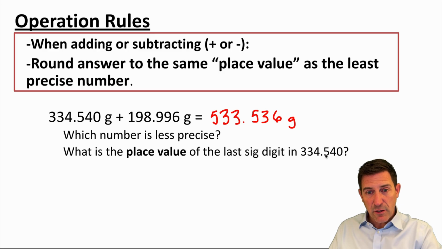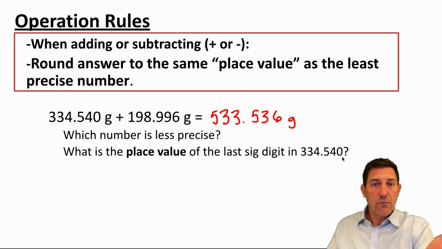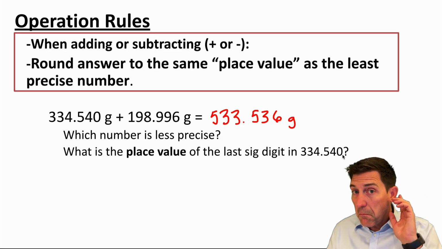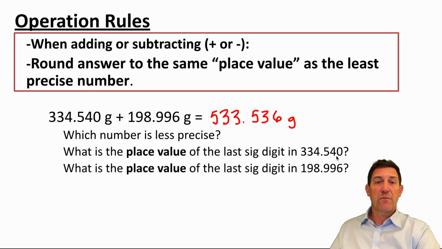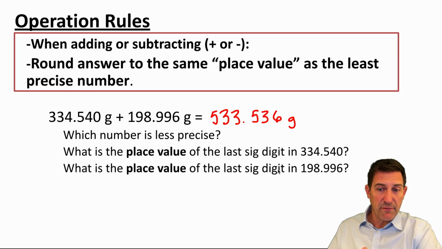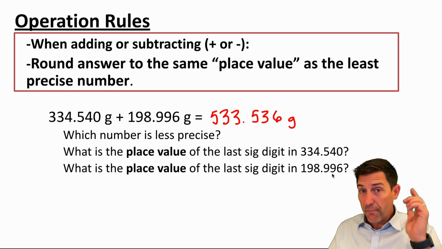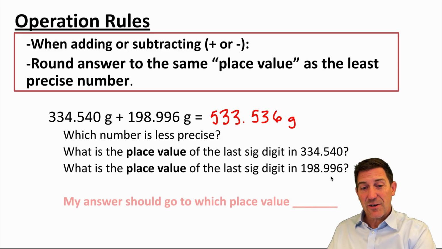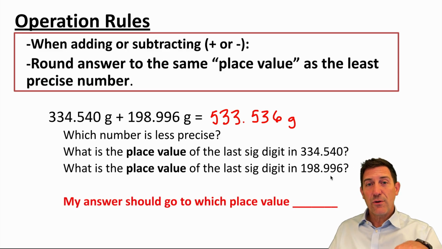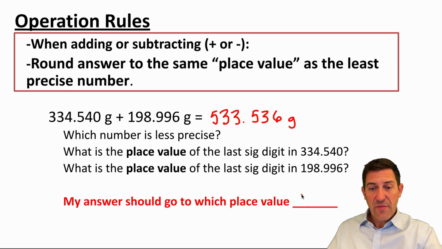So what's the place value of the last digit in 334.540? We just answered that. It's the thousandths. Good. And in the other number, the place value of the last digit right here is in the thousandths, which means in my answer, I should round to which place value? Well, there we go, to the thousandths.